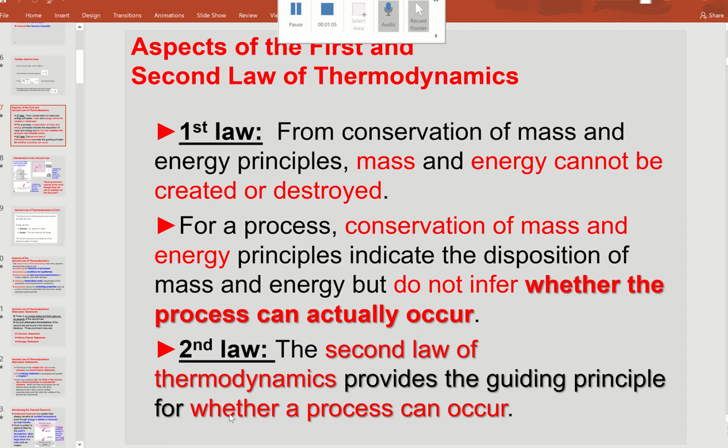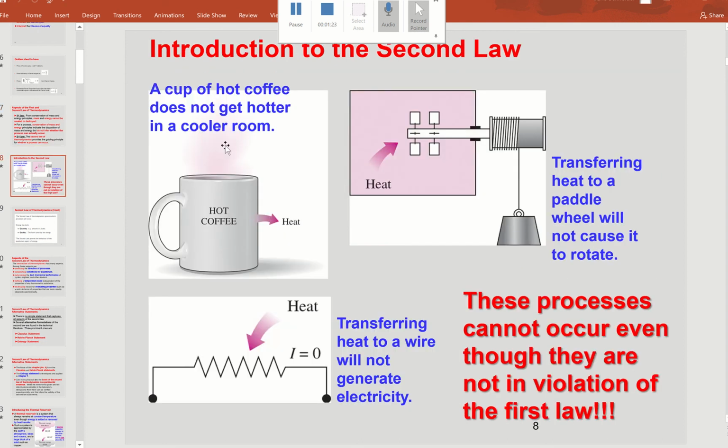The second law, to me in a way that's easy to understand, is to determine which direction a process is going, or in other words, tell us whether a process can occur or not. So here are some examples. A cup of hot coffee does not get hotter in a cool room because the heat transfers from hot to cold.